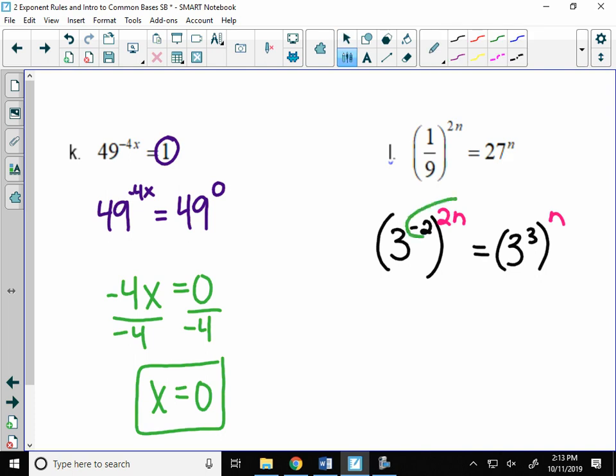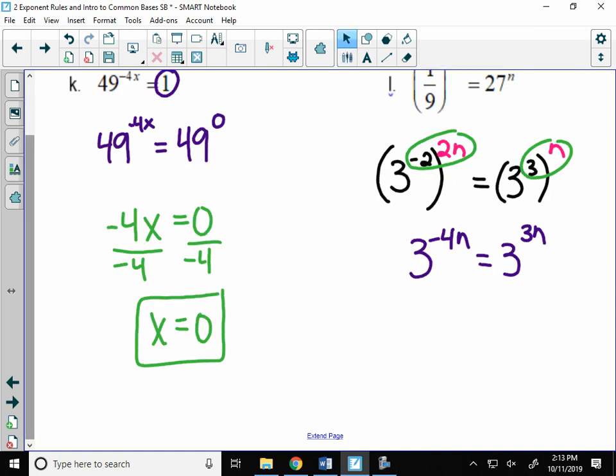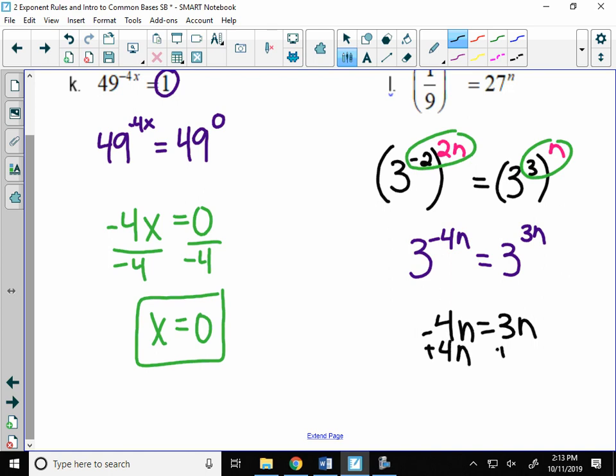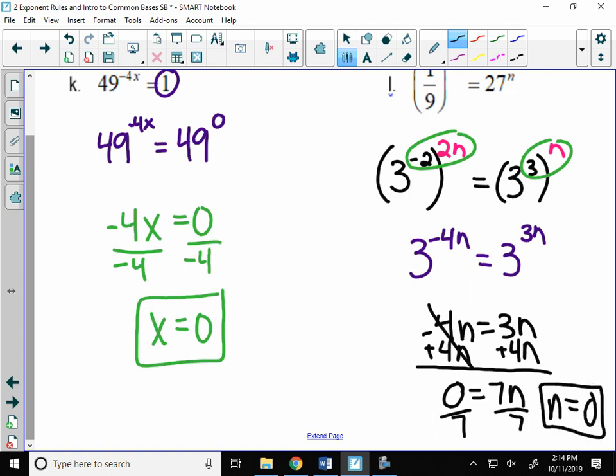Now, on both sides, I have to use that power to a power rule. When I do that, I'm going to get 3 to the negative 4n is 3 to the 3n power. Now, the tricky part of this problem is actually the solving for n. I can set both exponents equal to each other. And what I actually am going to do here is add 4n to both sides. I don't want an x or an n on both sides. I want to move them together. That gives me 0 equals 7n, and then I can divide by 7. So I get again, for the second time, n equals 0.